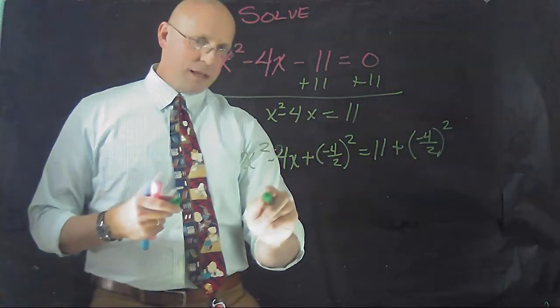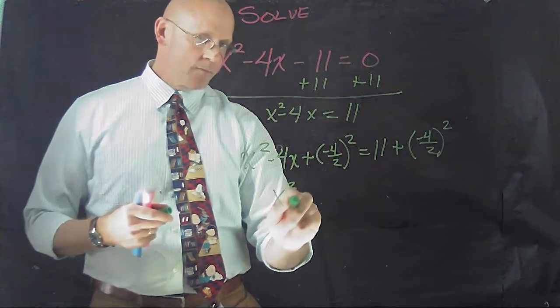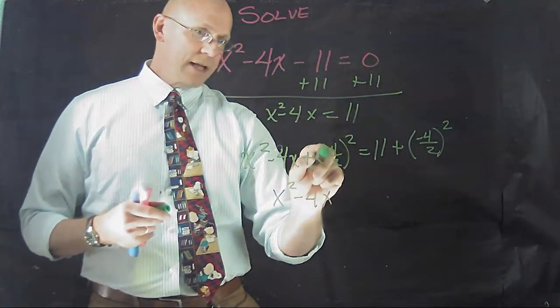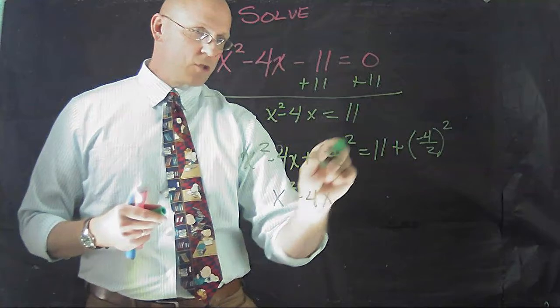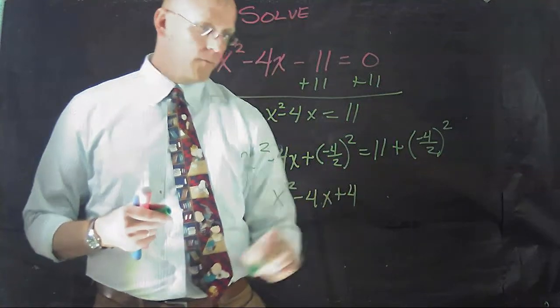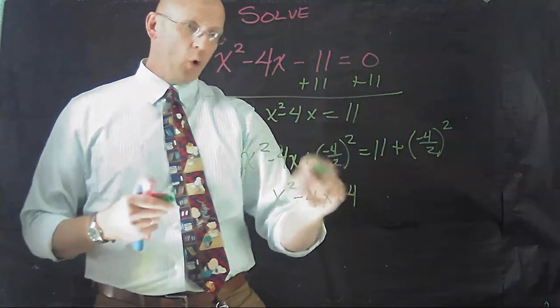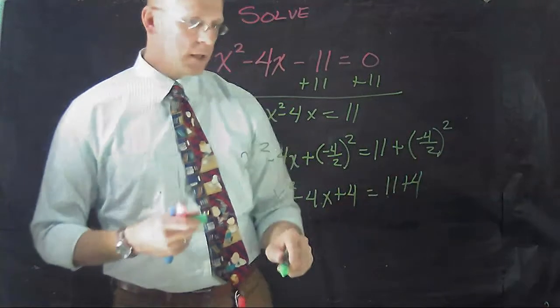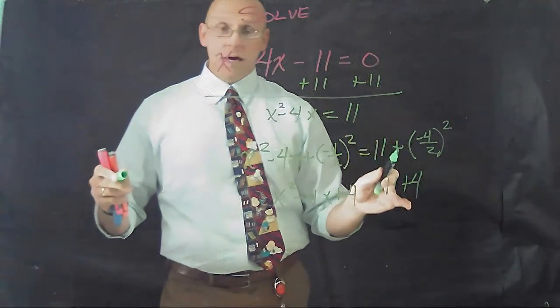So let's think what that really means. That means I'm going to get x squared minus 4x. This is going to give me negative 4 divided by 2 is negative 2. Negative 2 squared is 4. So I'm adding 4 on the left, which means I'm also adding 4 on the right. Completely okay with what I've just done.